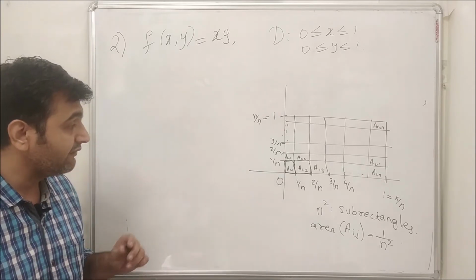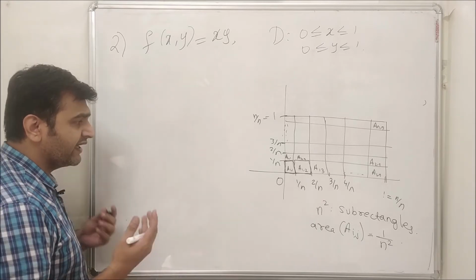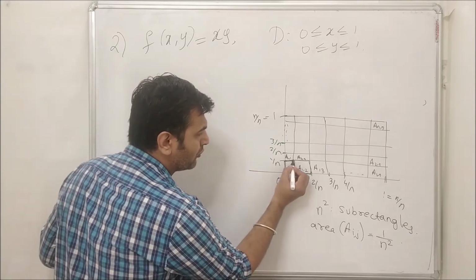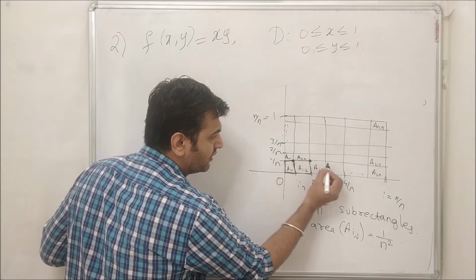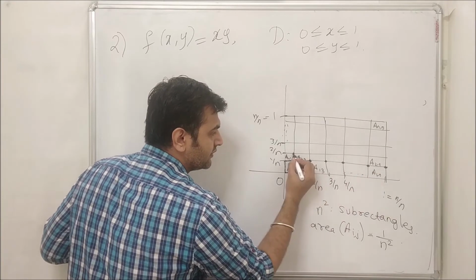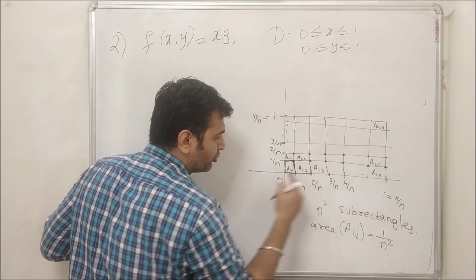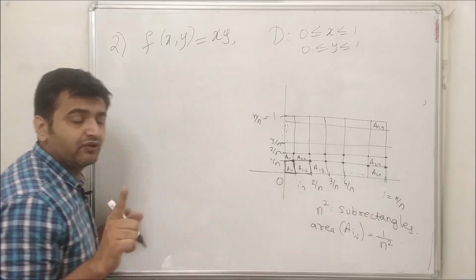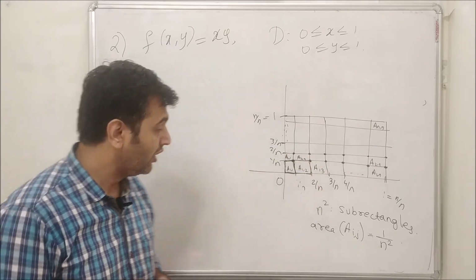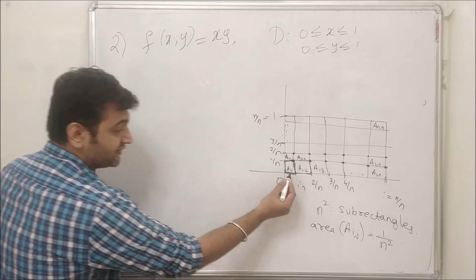Now what is the next thing? I want to find the upper sum or lower sum or any sum. So what you do is you take any point in this subrectangle. For simplicity, let's take the topmost right corner for each of the subrectangle. You have to choose any point. You can also do with bottommost left corner, but that I will give you as a homework question. Okay, now what I will do, I will concentrate in this subrectangle.